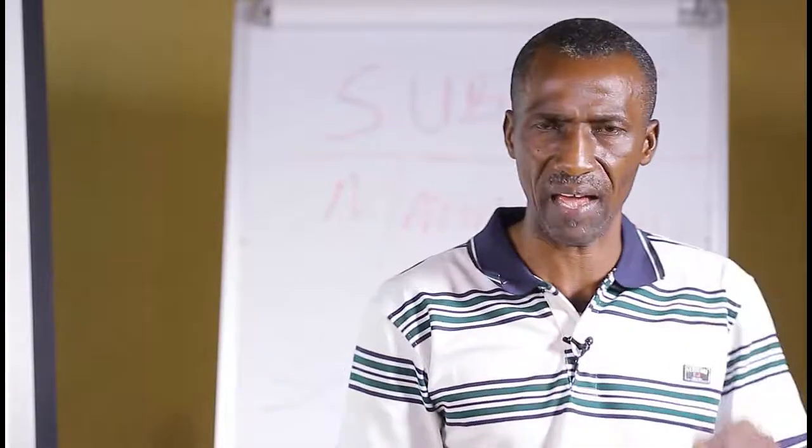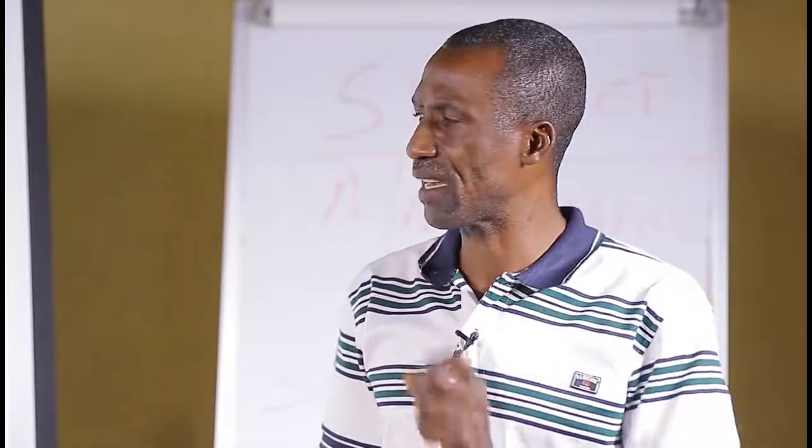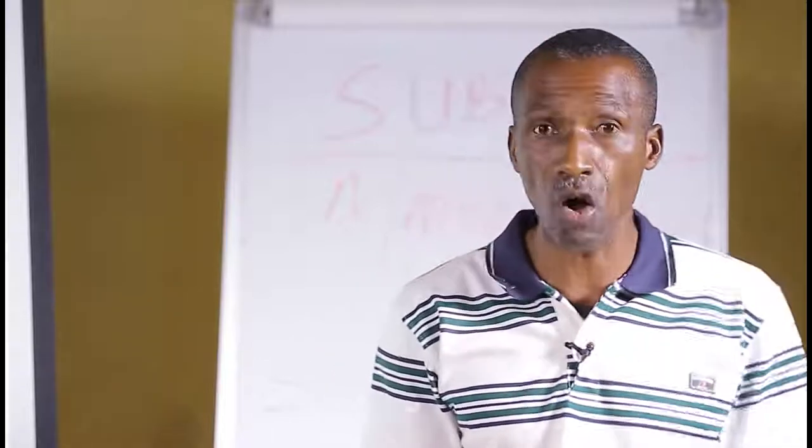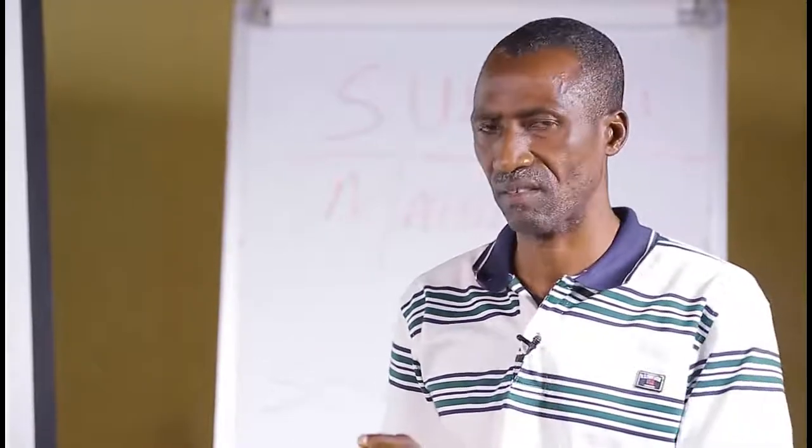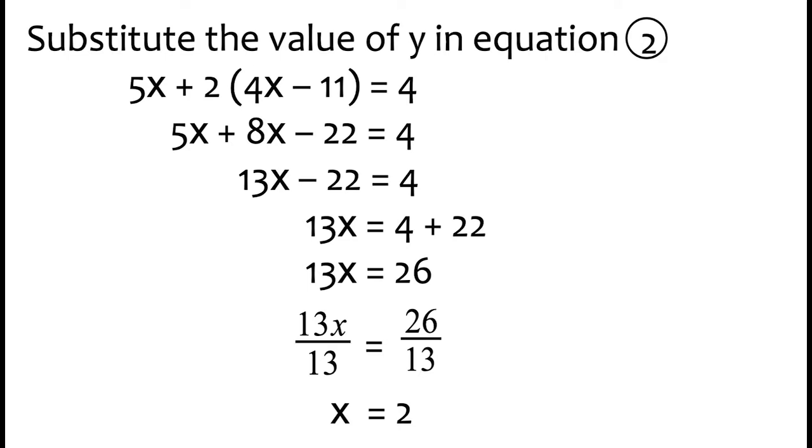To find the value of x, we are to divide both sides by the coefficient of x, otherwise known as the multiplier of x. So the coefficient of x here is 13. So divide both sides by 13. And that gives 13x over 13 equals 26 over 13. And 13x divided by 13, you'll be left with 1x or x. And 26 divided by 13, the answer is 2. So your x now equals 2.